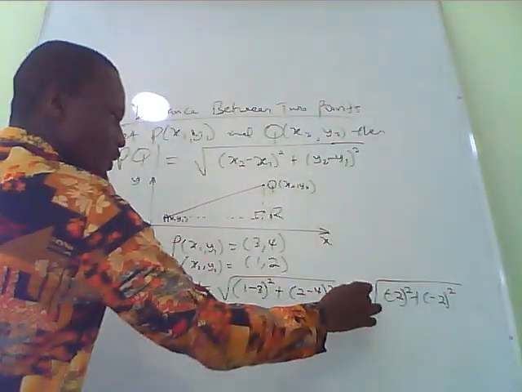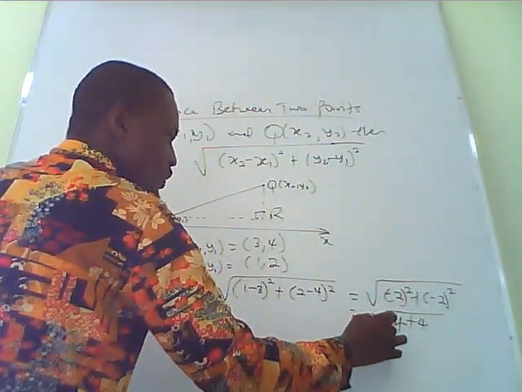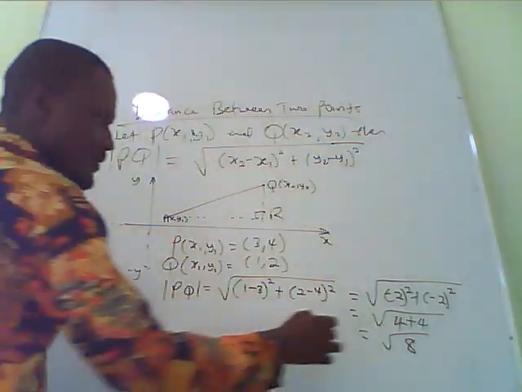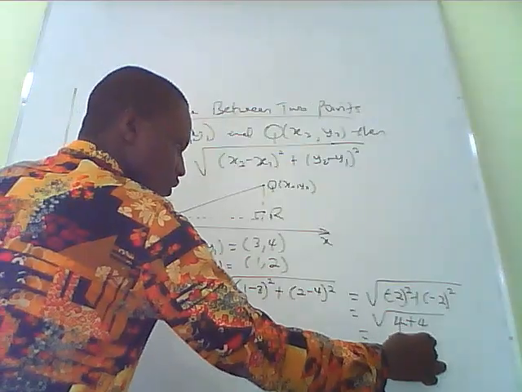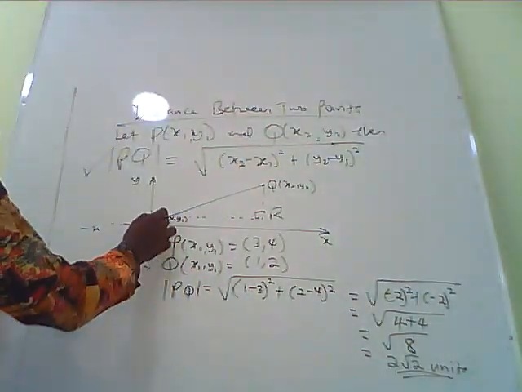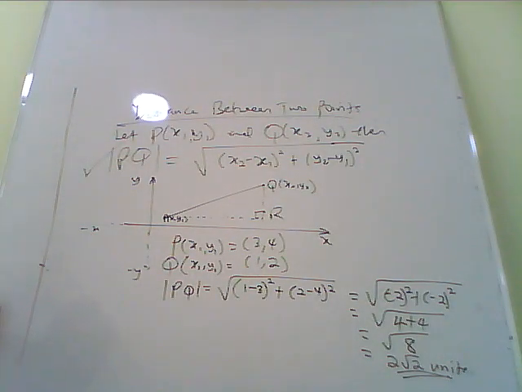So at this point, after simplifying, this will give us 4 plus 4, which is going to give us 8. So root 8 is actually 2 root 2 units, which is the distance between these 2 points, 3, 4 and 1, 2.